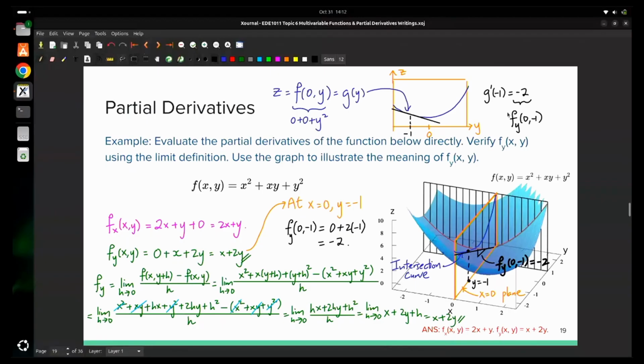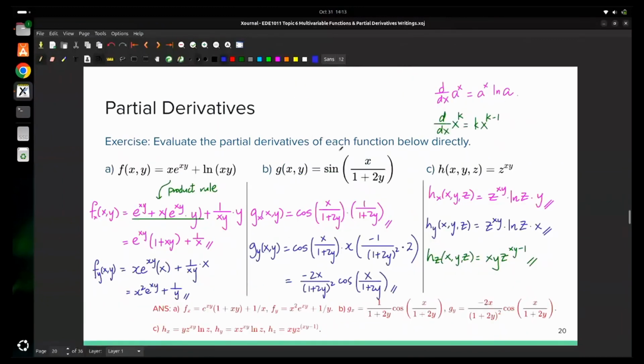It's the same thing. Isn't this the same thing? g prime y is the slope of this line. f sub y at 0, minus 1 is also the slope of this line. So they must be the same. Is that alright? Hopefully you can see the comparison here. What is the meaning of your f sub y?